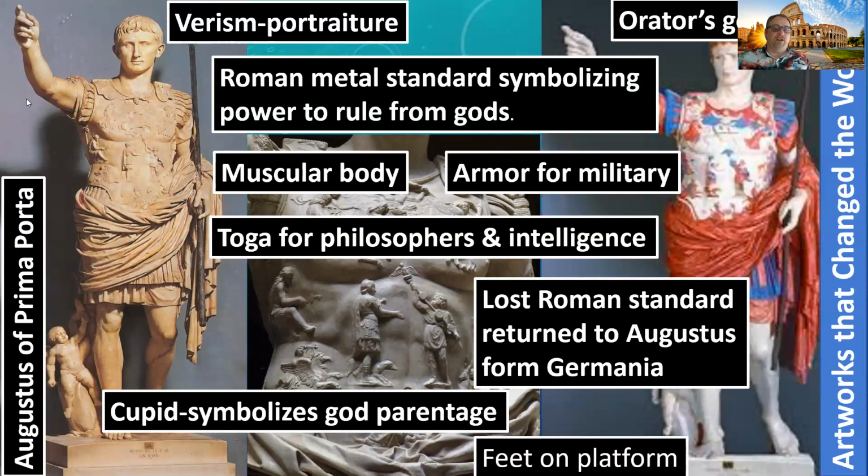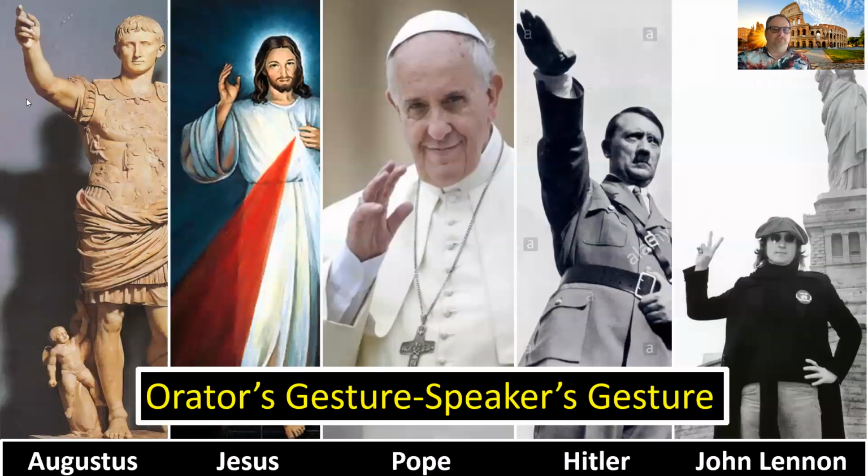So this is an artwork that very much changes the world. And of course, the one we still have to deal with is that orator's pose, the gesture of the hand. That orator's pose is going to show up all throughout history. Note, we have it in the Augustus of Prima Porta. Jesus has that hand gesture for blessing. It's the papal blessing all the way to today. Hitler is going to rip it off for Heil Hitler. And John Lennon and others in the peace movement are going to use this as a peace gesture. So it's something that's going to show up a lot throughout history.